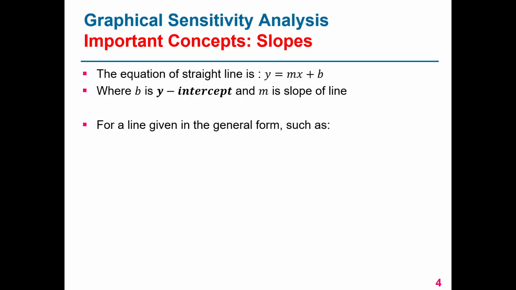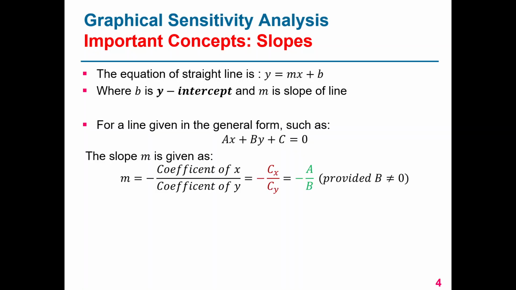So let's say we have a general equation of a line as ax plus by plus c equal to 0, where a is the coefficient of x, b is the coefficient of y, and c is a constant. Then we can derive its slope as m is equal to minus coefficient of x divided by coefficient of y, and we can denote it as minus cx over cy. The coefficient of x is a and the coefficient of y is b, so it will be simply minus a by b, provided b is not equal to 0, because if b becomes 0, then the slope becomes undefined.